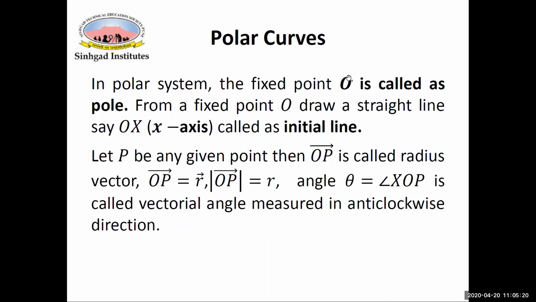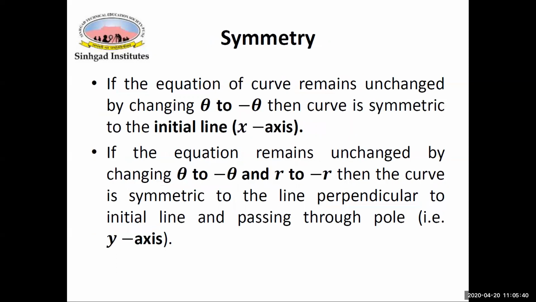So, three things. First, origin is called the pole. X-axis is called the initial line, and r represents the radius vector. So these are the notations which we will be using in polar curves. Now we'll see the rules for tracing polar curves.